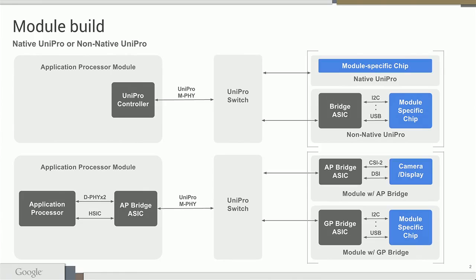What you will see in the bottom part here is the types of bridging ASICs that we have enabled, and that make sense. The nomenclature, again, you have seen throughout the day. The AP bridge ASIC enables bridging from an application processor or a display unit or a camera into the UniPro network. And then the GP bridge is more for general purpose. Any other type of module can use the GP bridge to network into the Ara phone system.